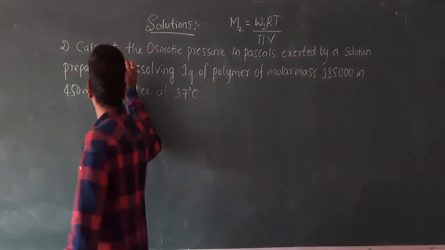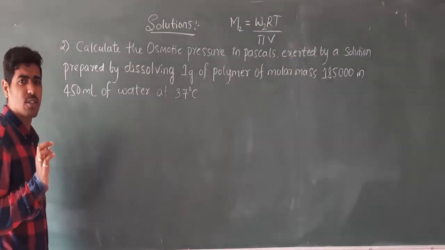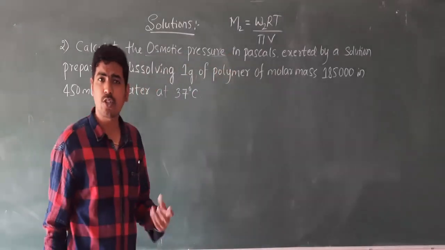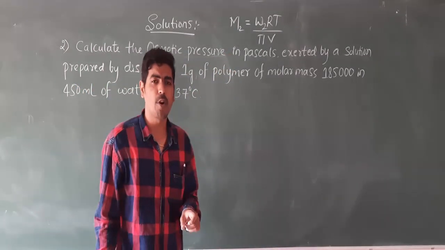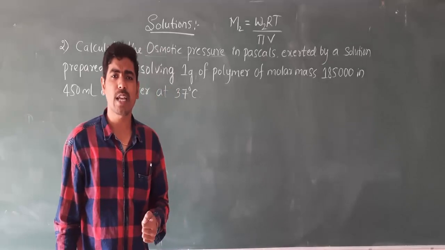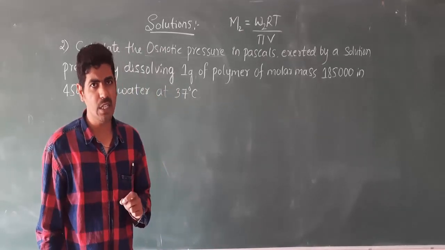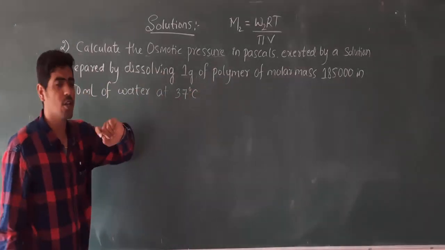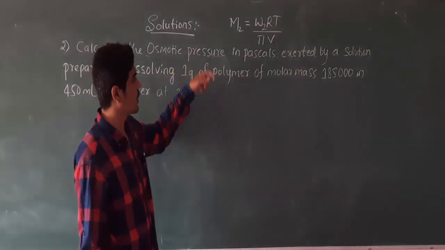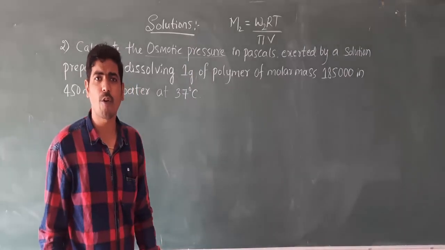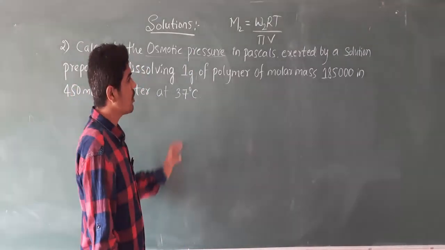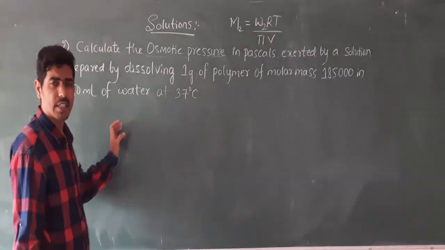Okay, so here in this question they asked you to find the osmotic pressure. In the previous question they gave the osmotic pressure and asked you to calculate the molar mass of the solute. But here they have given the molar mass of the solute and asked to calculate the osmotic pressure of the solution. So simply follow the same procedure. First write down the given things.